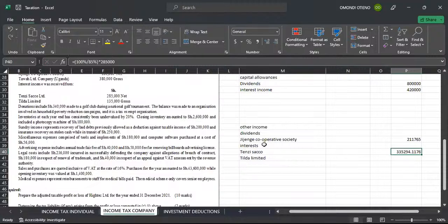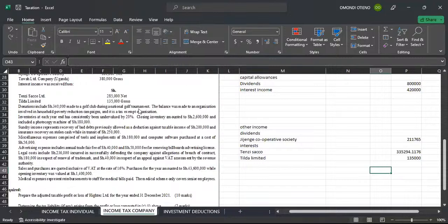Then Tilda Limited, they were just trying to confuse you there. Interest from Tilda Limited, we take the full amount, but because you've been given the gross value, we transfer it as it is. We transfer the entire amount of 135,000, and that's what we have there.